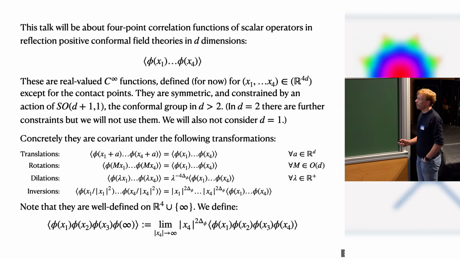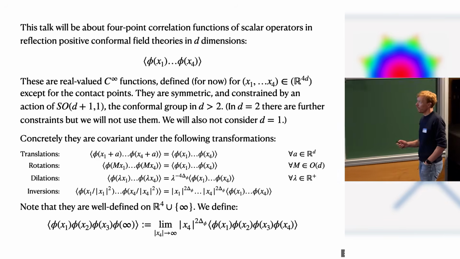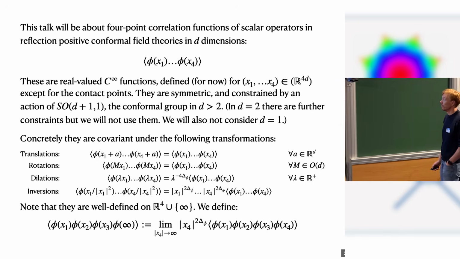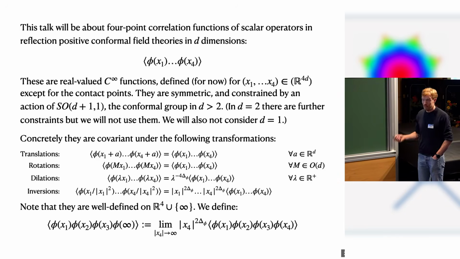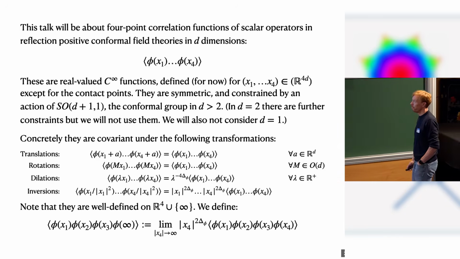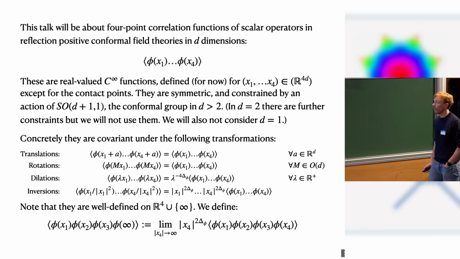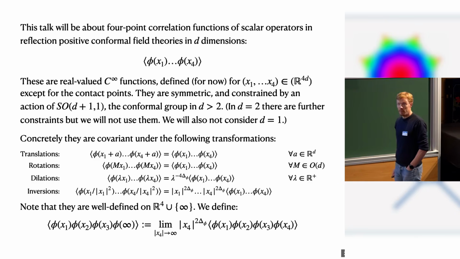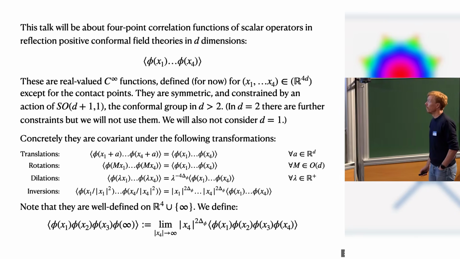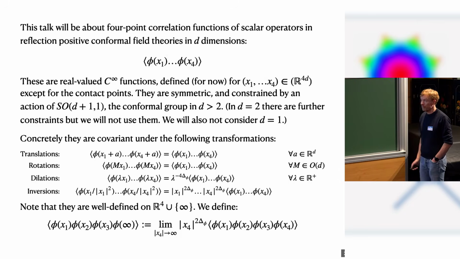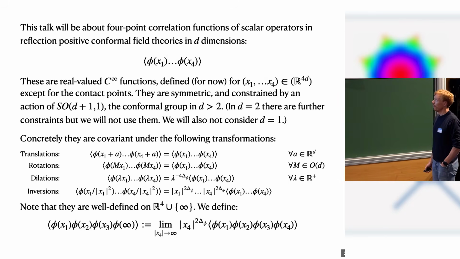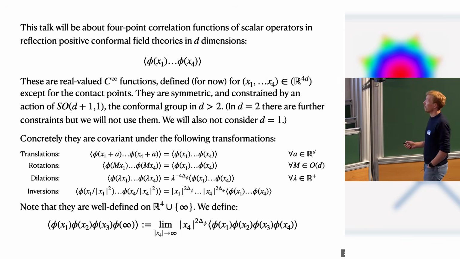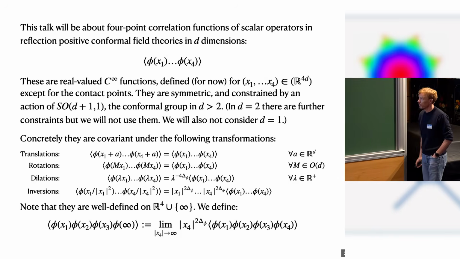They're completely symmetric in the 4 variables and constrained in particular by an action of SO(d+1,1), which is the conformal group in more than 2 dimensions. In d equals 2, there's the Virasoro algebra, and there are many more constraints, in fact, infinitely many more. But I will not be using them. So what I say will apply to d equals 2, but you can get stronger results there. I will also not consider d equals 1, which is a little bit sad, because what Dalimil discussed this morning is more closely connected to d equals 1, but I will not consider it.